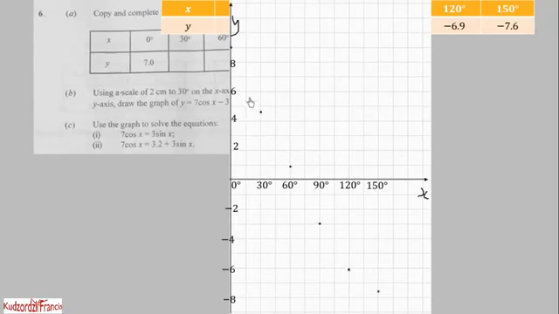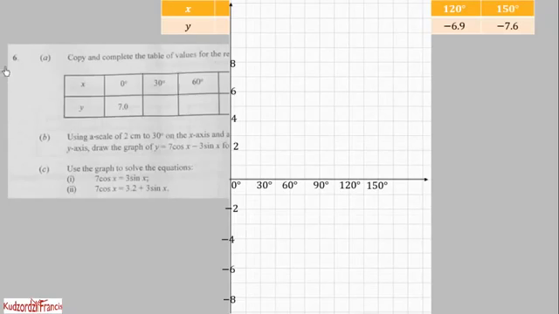So we plot the points. These are the points we plotted, and the next thing we do is to draw the curve through them. So we draw the curve through them to get this shape. So that is the B part of the question. Then the C part says that use the graph to solve the equations 7 cos x equal 3 sin x.